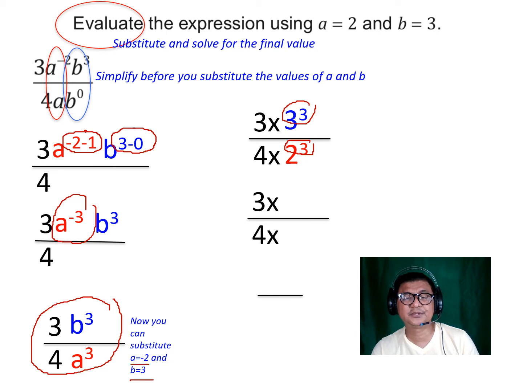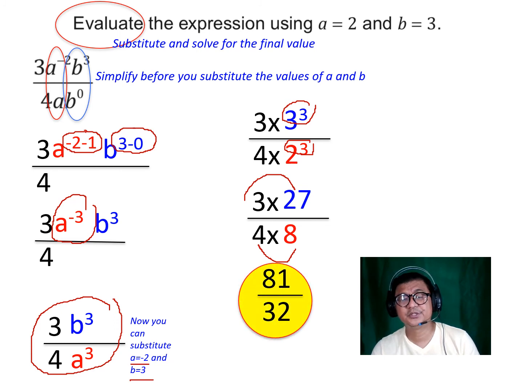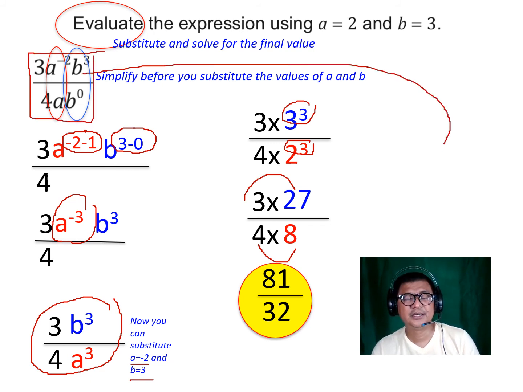3 times 3 times 3 is 27. 2 times 2 times 2 is 8. Okay, we're good so far. We can now multiply the numerator. You'll get 81. Multiply the denominator, you'll get 32. Since you can't simplify that anymore, you could leave it as a fraction. So this expression with exponents has a value of 81 over 32. You can actually change that to an improper fraction.